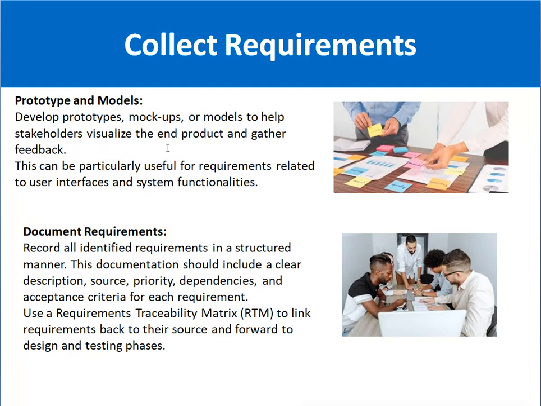After that, you can document the requirements. That means record all identified requirements in a structured manner. This documentation should include a clear description, source, priority, dependencies, and acceptance criteria for each requirement. You can use a requirement traceability matrix to link requirements back to their source and forward to the design and testing phases as well. Basically, this is the purpose of a requirement traceability matrix.